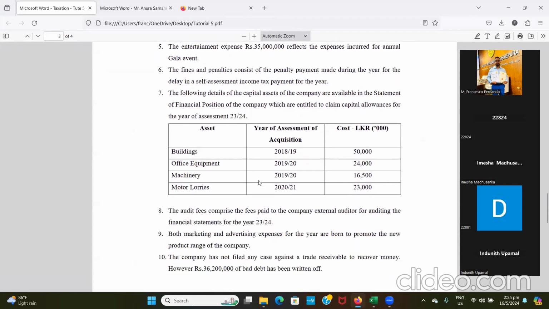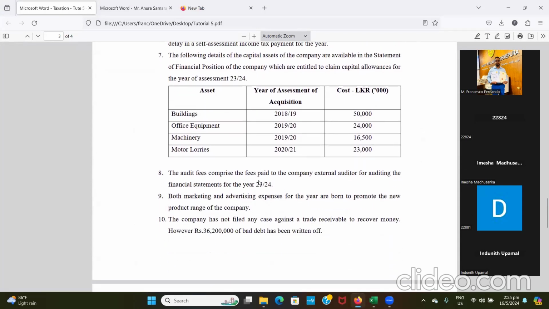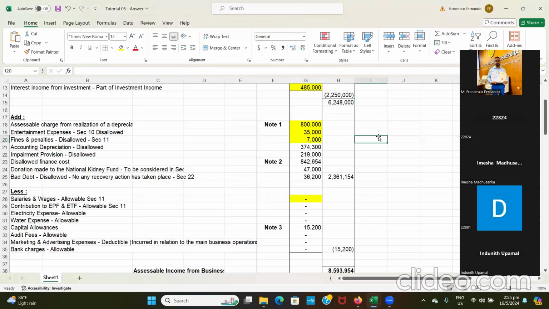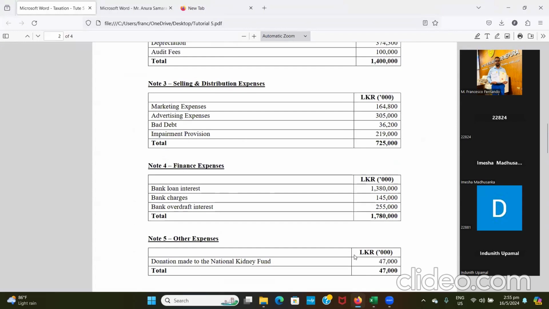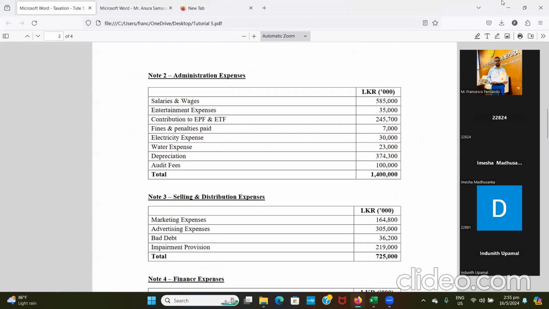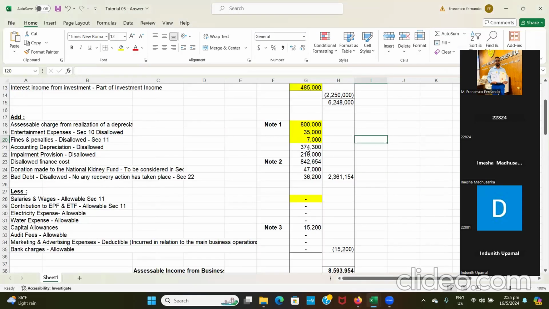Then when it comes to the 7th adjustment, they have given 4 assets and we need to find the depreciation of this asset. Now, first of all, the treatment is we must remove the accounting depreciation. Now here I think they have given depreciation 374 something. This should be removed. And we must calculate the capital allowance.